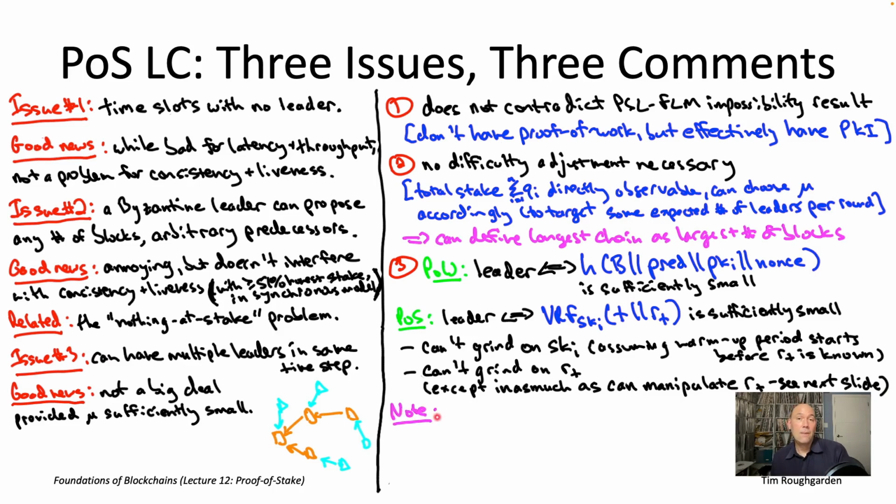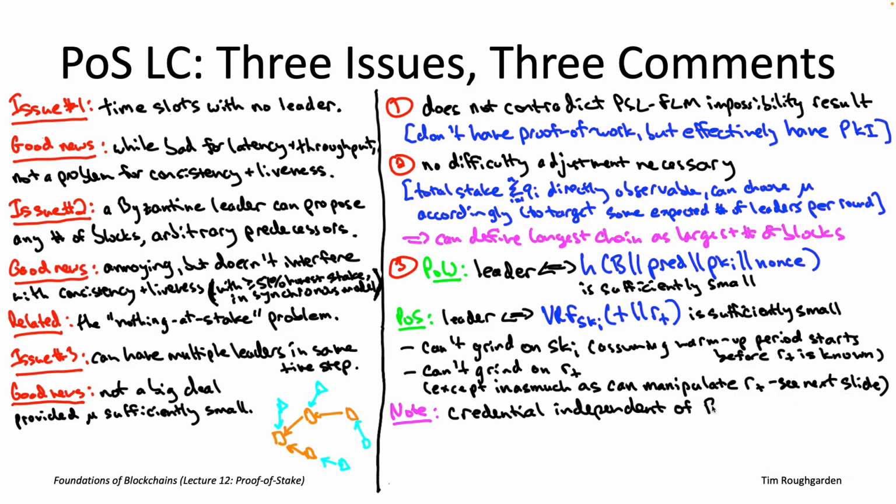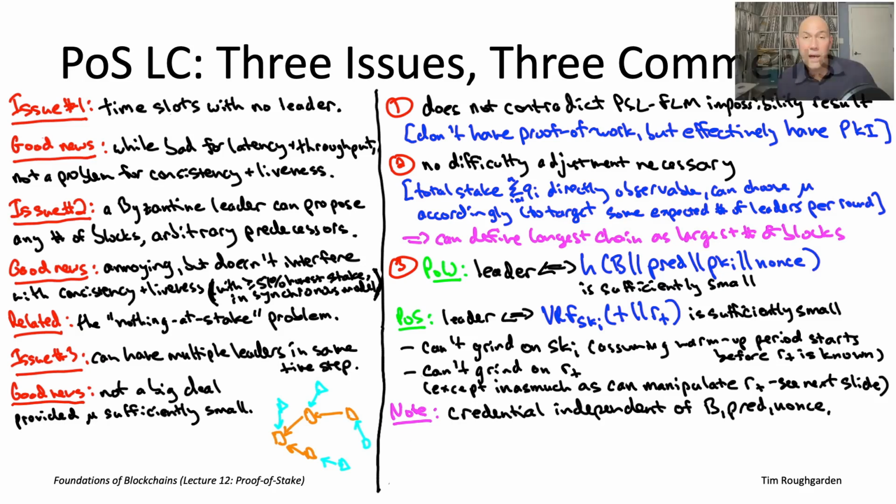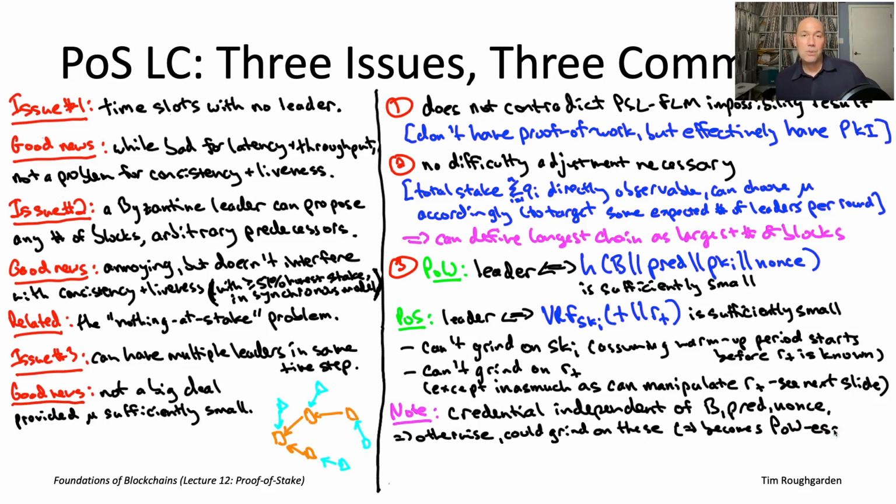So in particular, the credential is independent of whatever block is being proposed, independent of whatever block is named as a predecessor, and independent of any kind of nonce. And again, the reason, of course, being that if the credential did depend on any of these, there would be opportunities for grinding, which would get us more or less back to the proof of work world.